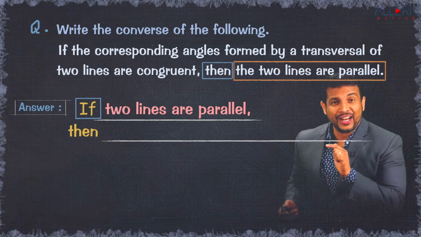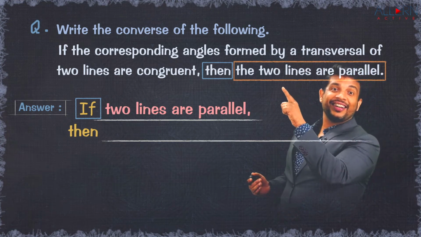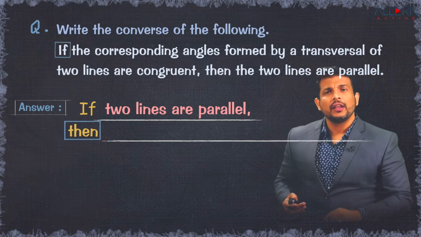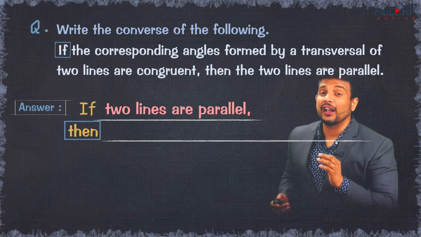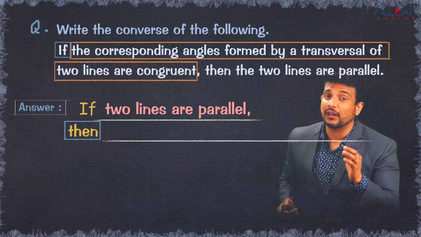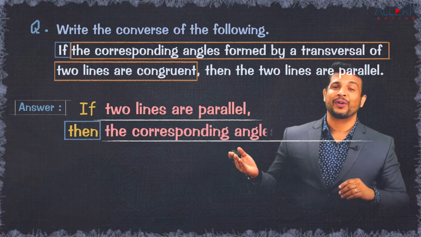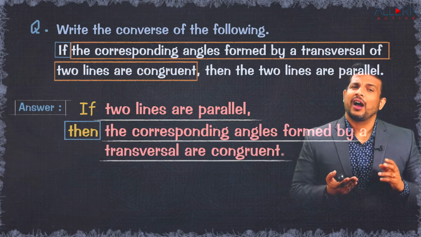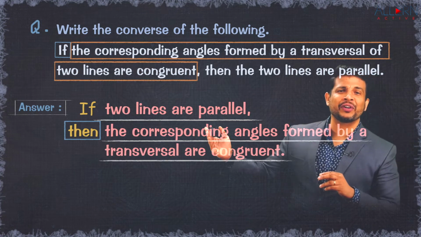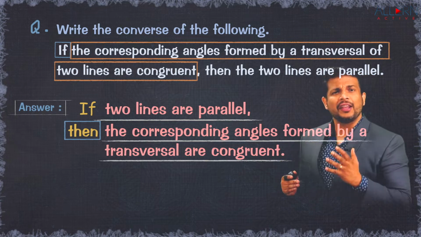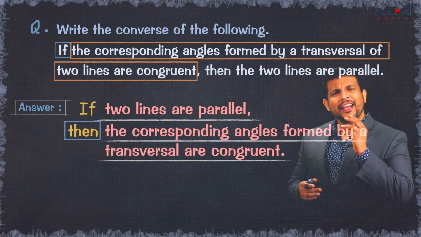Then what happens? Then we write after "then" the antecedent from there. What is that? Yes, then the corresponding angles formed by a transversal of two lines are congruent. It's so simple. Then the corresponding angles formed by a transversal of two lines are congruent, which we have already written, so we need not repeat it again. Was that easy? It's so simple, right? Let's see the next one.